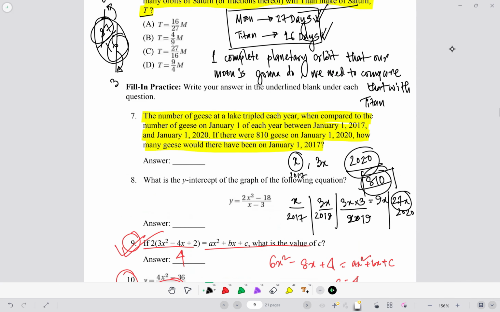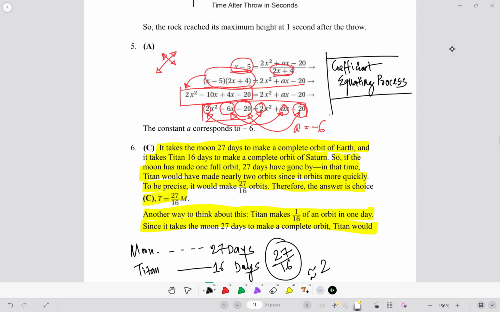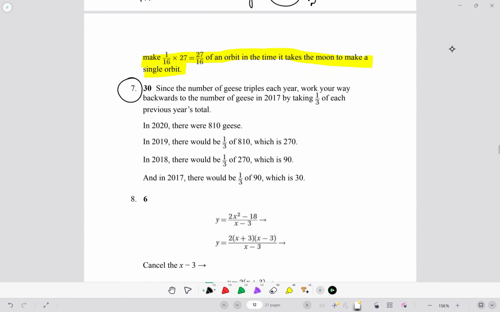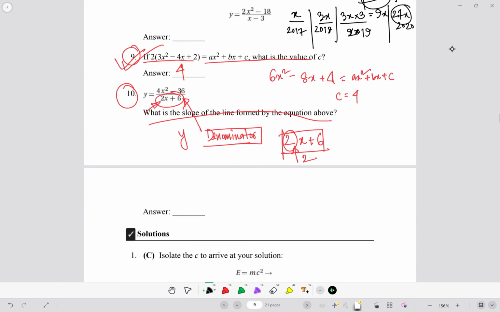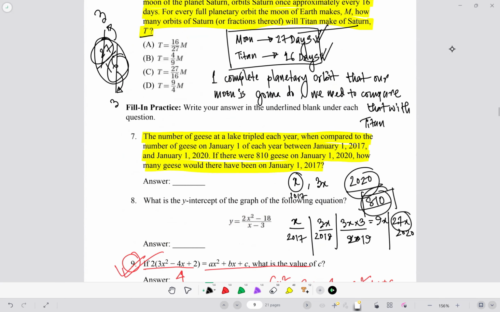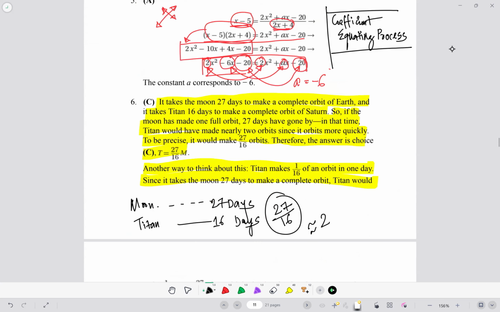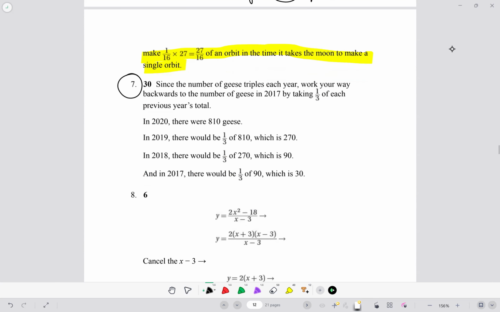Now just look at problem number 7. This is problem number 7, right? Yes. What is the answer? They're telling the answer is 30.